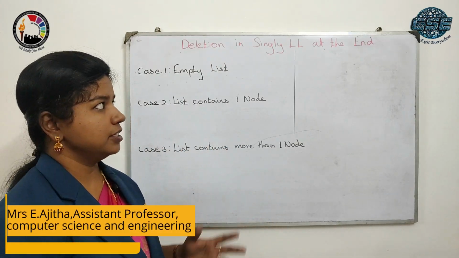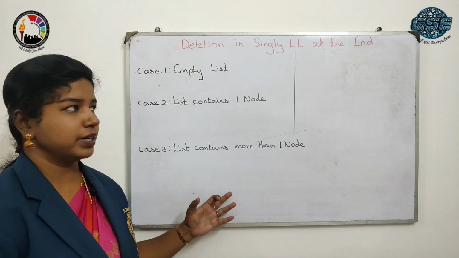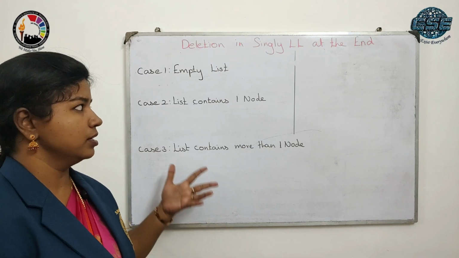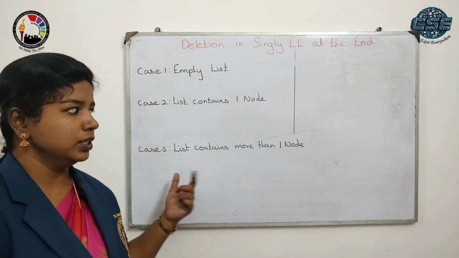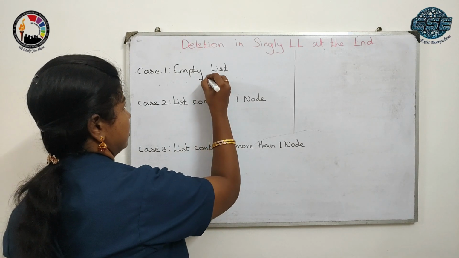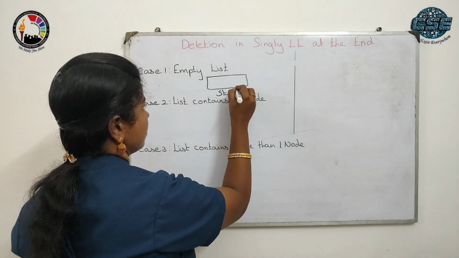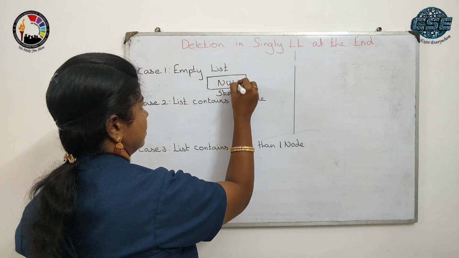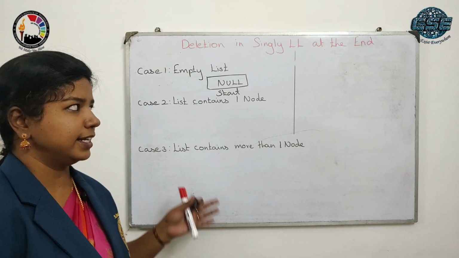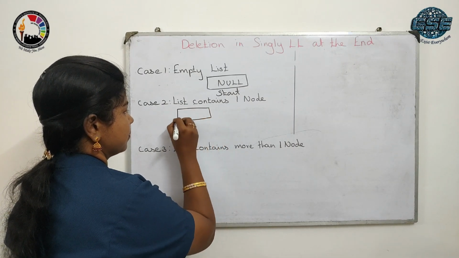The next operation in deletion is deletion in the singly linked list at the end of your linked list. So here also you will be having three cases. The first case is we are going to delete an element from an empty list. Case 2 is the list contains only one node, and case 3 is the list contains more than one node. So for an empty list, the start will be pointing to null. So there is no node in your linked list, so we cannot directly delete any node from the linked list. The next is we will have only one node.